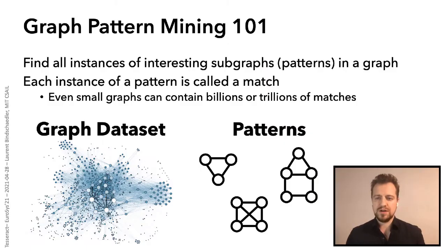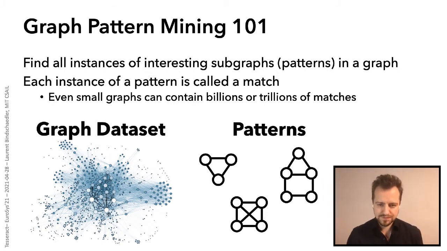We're going to talk about graph pattern mining. In short, graph mining aims to find instances of interesting subgraphs, which are called patterns, in a graph dataset. Basically, our goal is to enumerate all instances of the pattern within the graph, where each instance of the pattern is called a match. Now, this is an important problem with applications in social networks, chemistry, biology, security, semantic web, and so on.